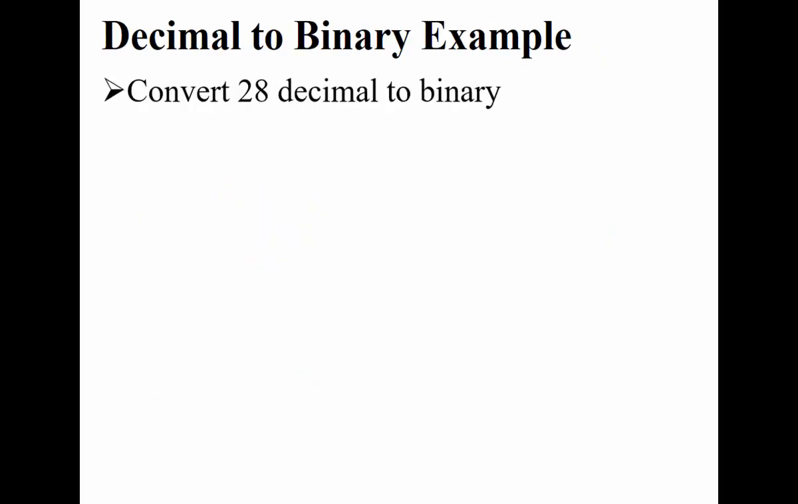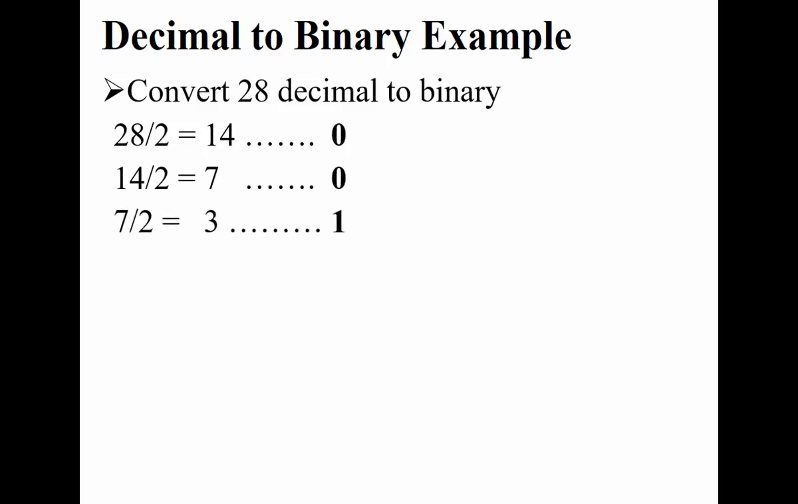So let's say I give you 28. You start: 28 divided by 2 is equal to what? 14. What's the remainder? 0. You keep it aside. Then 14 divided by 2 is 7. What's the remainder? 0. You keep it aside. Don't throw it away, just write it down. Then 7 divided by 2 is 3. The remainder is 1. Keep the remainder aside. Take the quotient, 3.